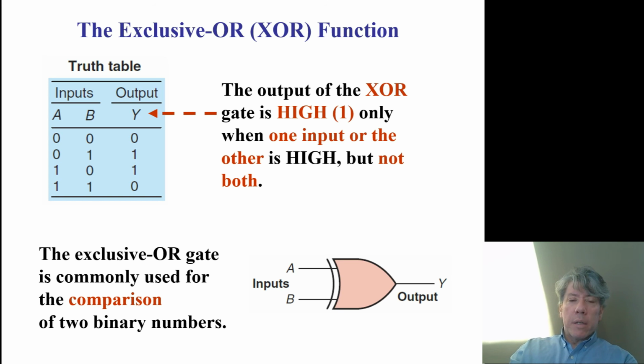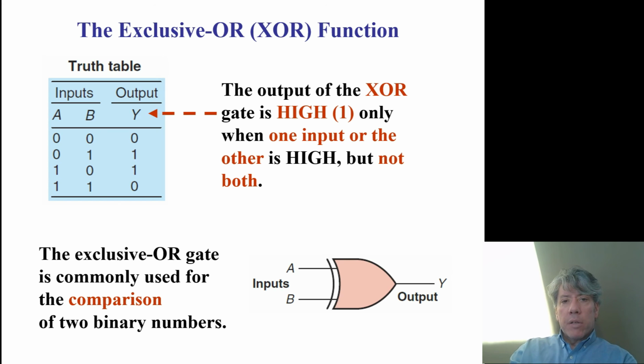Exclusive OR is a little bit different than OR. It looks like OR at first because we've got 0 or 0 is 0, 0 or 1 is 1, 1 or 0 is 1. But then 1 exclusive OR with 1 is 0. So the exclusive OR function matches OR all the way up to the point where we have 1 or 1. You'll notice the symbol is a little bit different. It looks like an OR gate, but it's got an extra line on the back.